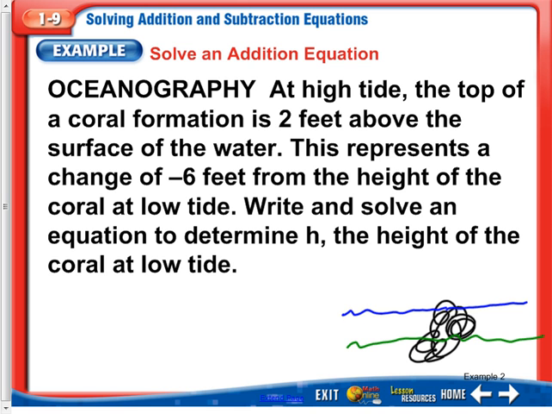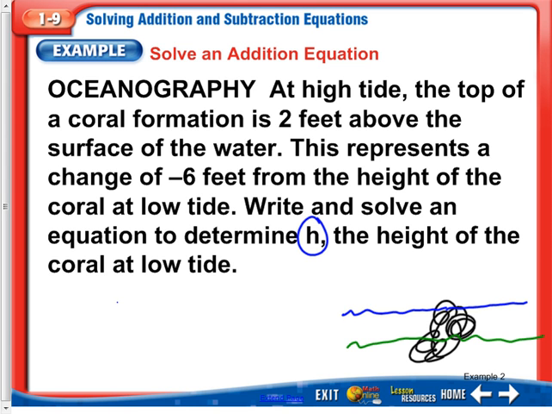So it could be a little confusing here because when you think high tide, you should have a higher number. Well, if you have high tide, that means the water is higher, and so we have less of the coral showing. So H is going to be the height of the coral at low tide. So we want H to be a bigger number than 2.